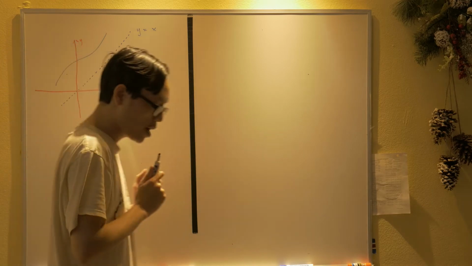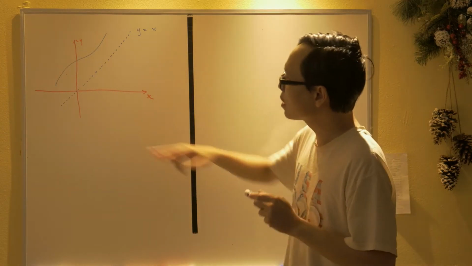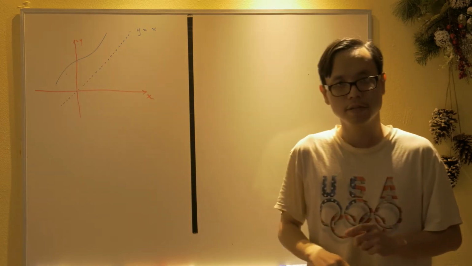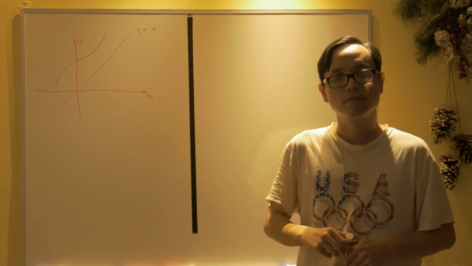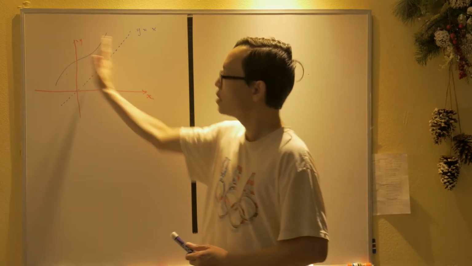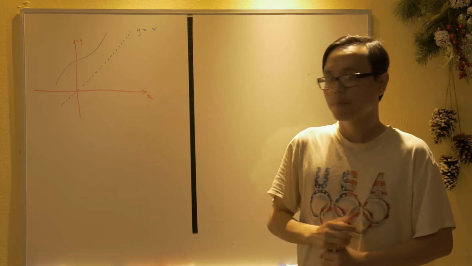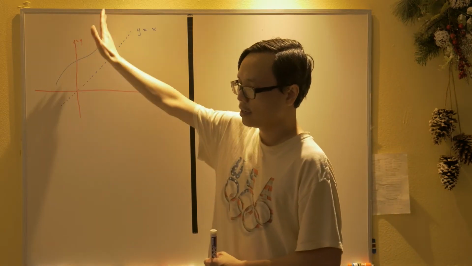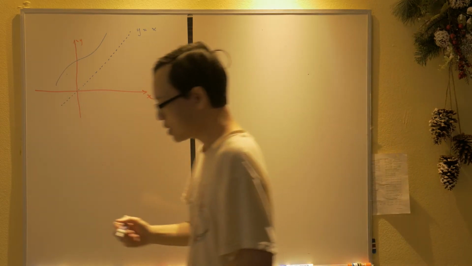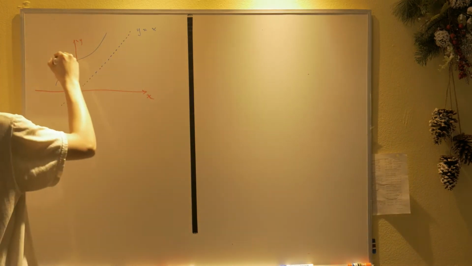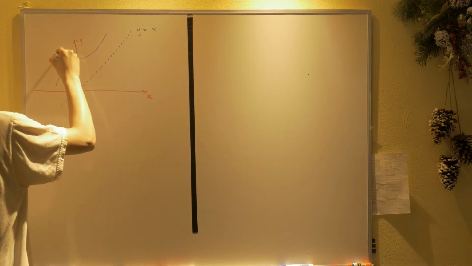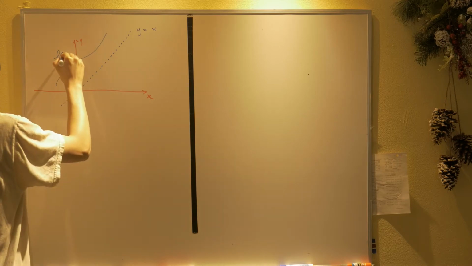But before I do that, I want to ask you this. The curve over here, do you think this curve represents a function? Well, if you apply the vertical line test, this curve represents a function, because the vertical line cuts this curve at only one point. So this curve represents a function. I call this function f, for example, f of x.